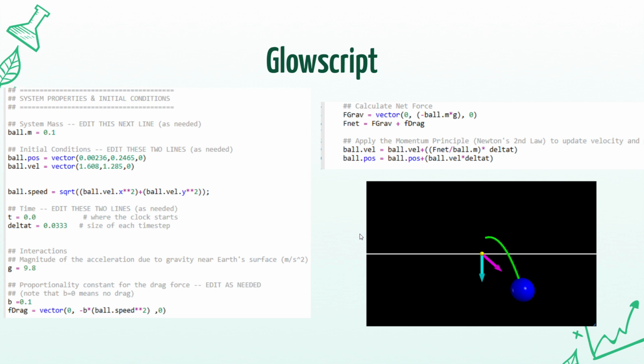And then here is the GlowScript for the computer simulation we did. On the left, you can see the initial conditions. These help set up so that the ball will travel as closely to the original experiment as possible. And then on the top right here is factoring in drag in our computer experiment and just using it to figure out the ball's motion. And then on the bottom you can see the experiment the computer did.